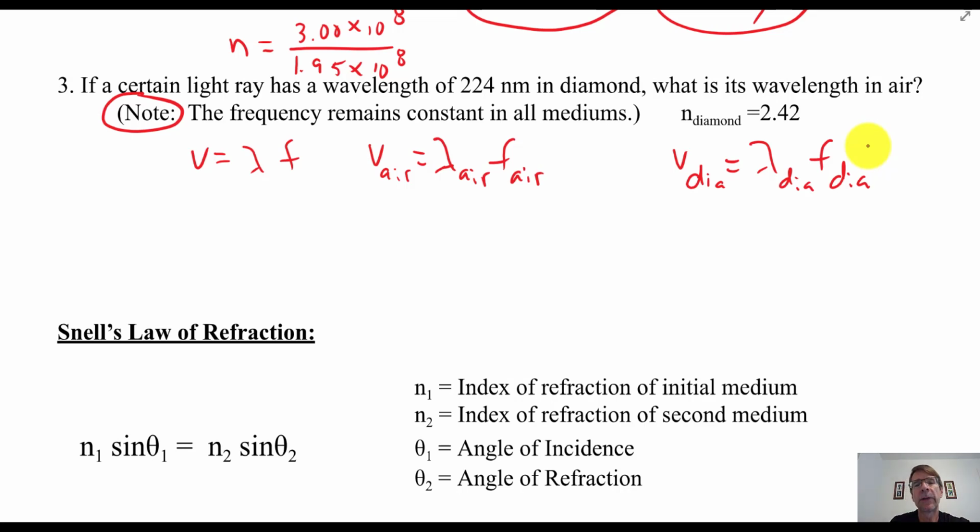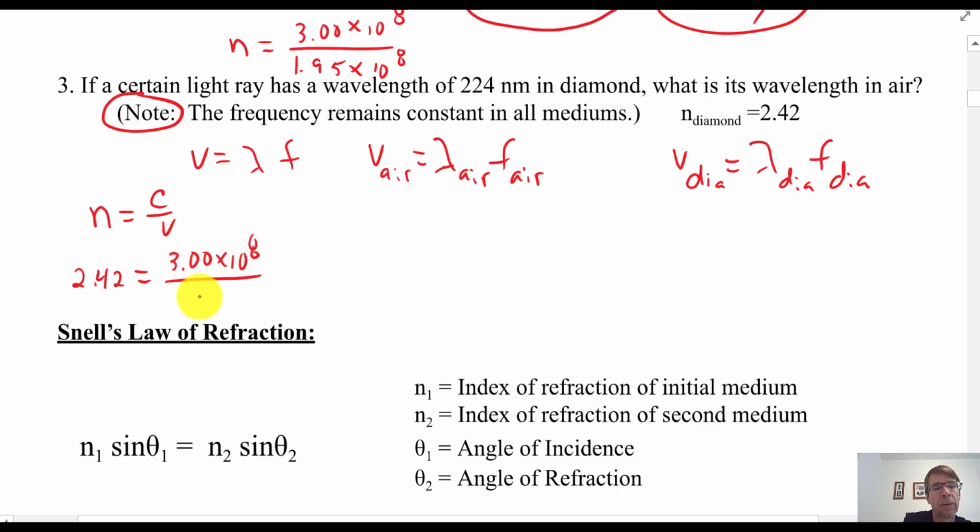I'm going to go way over here to the left because n equals c over v, because they gave me a diamond. They gave me 2.42 for diamond, 3.00 times 10 to the 8th over v. So v for diamond is, if you do the math there, 1.24 times 10 to the 8th meters per second. That's the velocity in diamond.